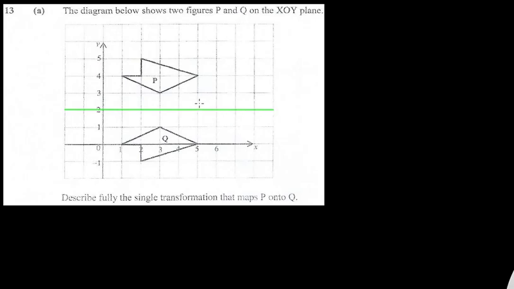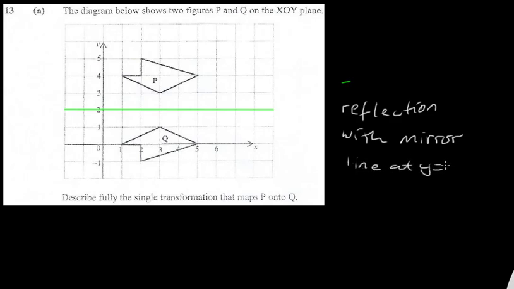So what type of transformation is this? This is a reflection. This is a reflection with the mirror line at y equals 2. So it's a reflection with mirror line at y equals 2. And that's it. You are done. We can move on to the next question.